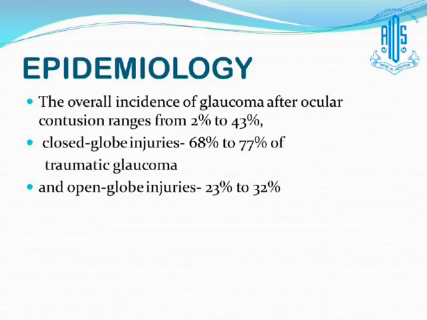So epidemiology, the overall incidence of glaucoma after ocular contusion ranges from about 2% to 43%. The closed globe injury shares 68 to 77%, whereas an open globe injury has a share of 23 to 32%.